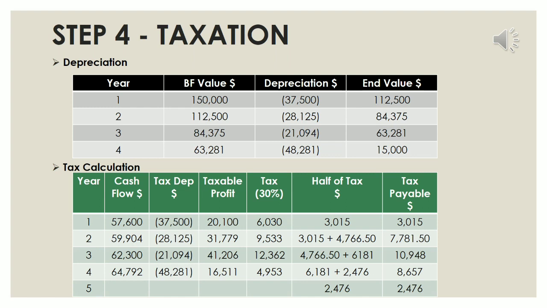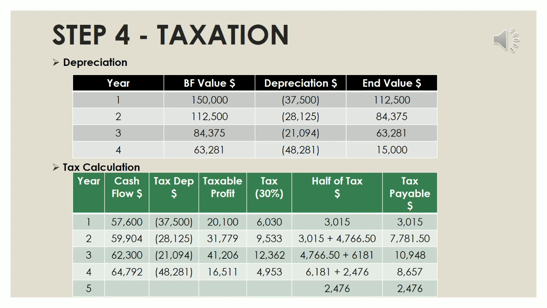So year 1, the value will be 150,000. We have to calculate depreciation in the reducing balance method. They have given that in our question. So 150,000 into 25%, depreciation will be 37,500. So we are deducting 37,500 from 150,000.